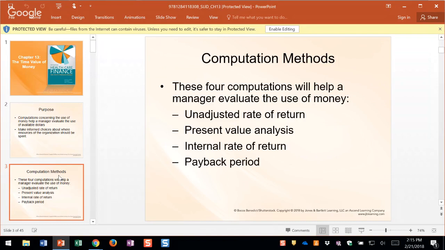There are 4 specific types of computations that you as a manager will evaluate, and they are the unadjusted rate of return, the present value analysis, the internal rate of return, and the payback period.